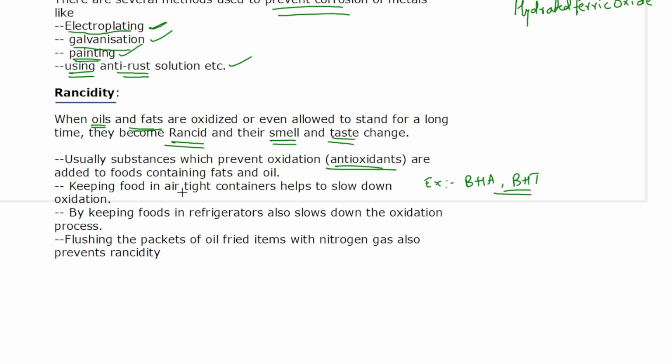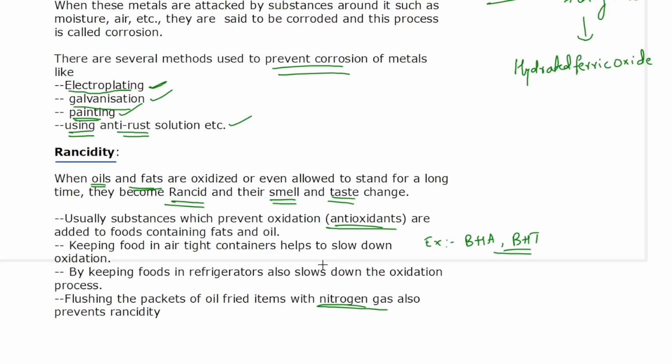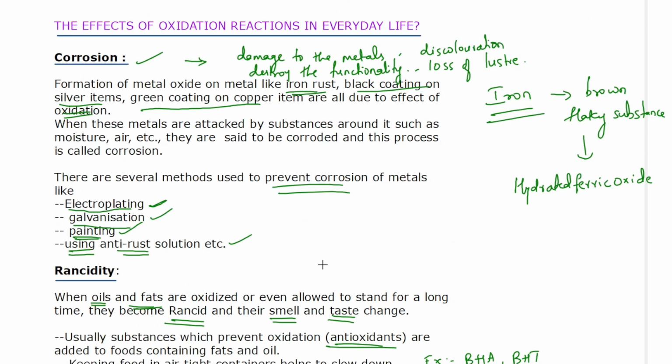Then another way to prevent rancidity is by keeping foods in refrigerators, because as the temperature is less, the process of oxidation is slowed down. And also, we can prevent rancidity by flushing the packets of oil fried items with nitrogen gas, because nitrogen is an unreactive gas. The reactivity of nitrogen is very, very less. So, it prevents the food items from being oxidized with oxygen. This is how we can prevent the rancidity. So, this is all about the chapter chemical reactions and equations.